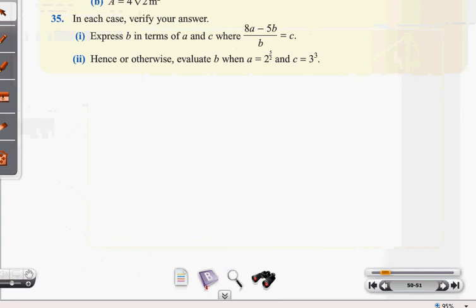This question here is express B in terms of A and C. So the first thing you're going to notice is that the left side of the equal sign has one denominator, which is B. C over 1 is the other one. So what we're going to do first and foremost is cross multiply. Bring the B up beside the C and bring the 1 up beside the 8A minus 5B. So you're going to get 8A minus 5B equals BC.